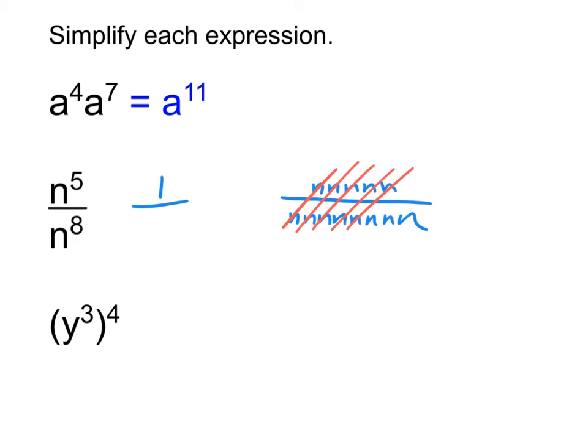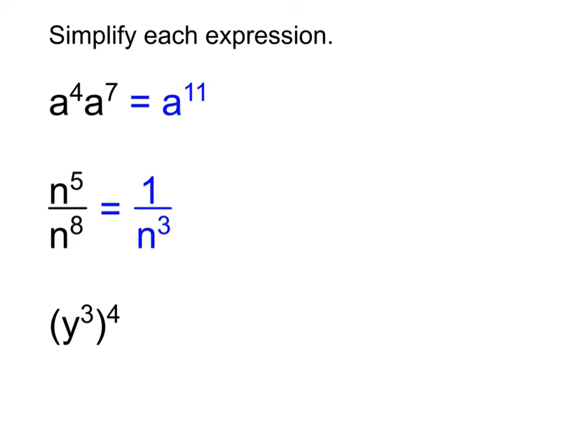And then on the bottom we have some n's. How many n's do we have on the bottom? 3 of them. And so it's 1 over n cubed for that reason. What's the rule? When you divide variables, you subtract their exponents, which means that gives you n to the negative 3, and you can see now that n to the negative 3 is actually the same as 1 over n cubed.